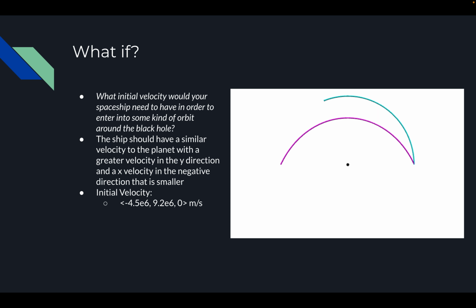Continuing on, what if? For this part of the lab, we had to answer what initial velocity our spaceship would need to have in order to enter some kind of orbit around the black hole. So I concluded that the ship should have a similar velocity to the planet, with a greater velocity in the y direction and an x velocity in the negative direction that is smaller than the planet's initial velocity. So my initial velocity for the ship to imitate an orbit is negative 4.5 times 10 to the 6 in the x direction, 9.2 times 10 to the 6 in the y direction, 0 in the z, meters per second.